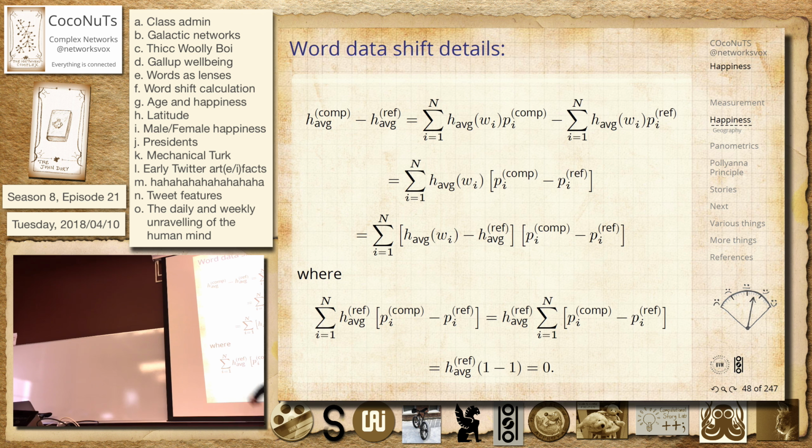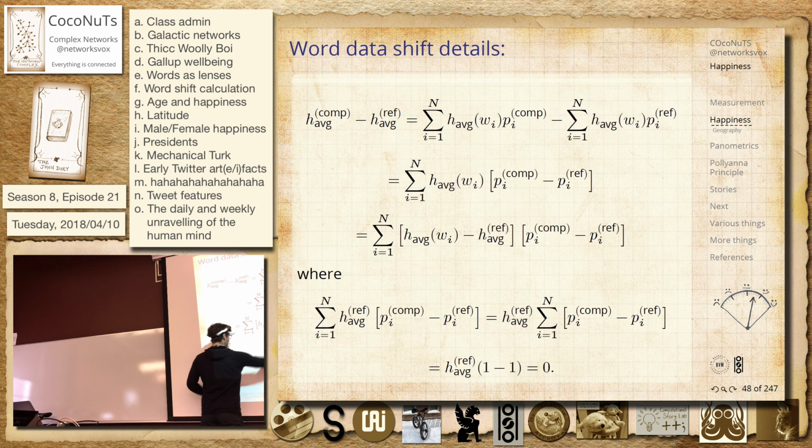Okay, that's not quite right. So let me show you this one thing. All we have here is the average happiness of the reference text, and then the difference in the probabilities. This is a constant, we can just pull it out. Then very simply, you just have a sum of probability minus a sum of probability, which of course is 0. So this whole thing is 0, we can always add it or subtract it, and that's what we do as we go from here to here.